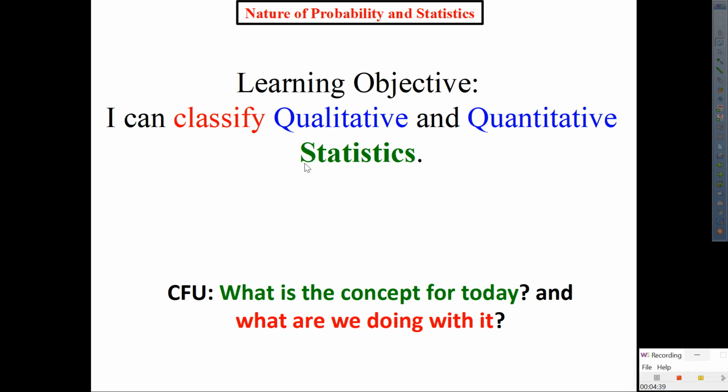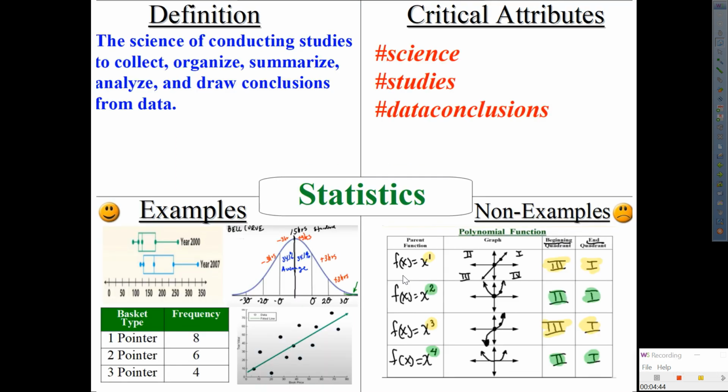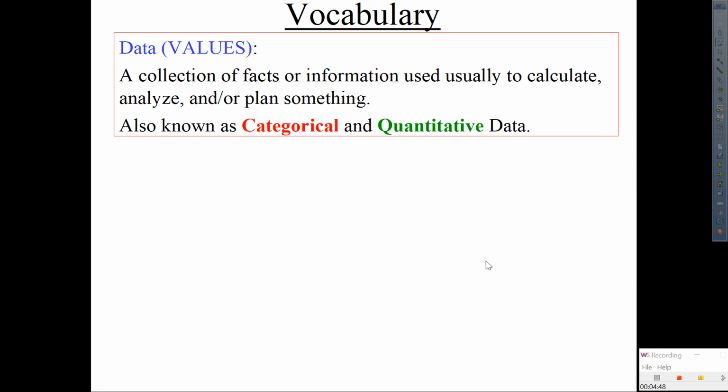All right, with that said, let's continue. We already know what statistics are. We covered that. We have a prayer model on that. You don't need to copy that. And we talked about data values. There are 2 types, categorical and quantitative. But today, not only are they just data values, we're going to talk about them as variables, okay? What does that mean?